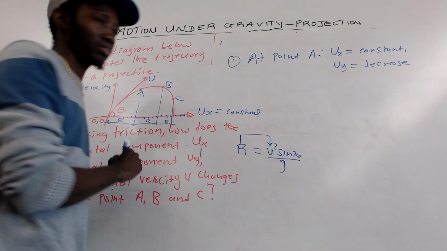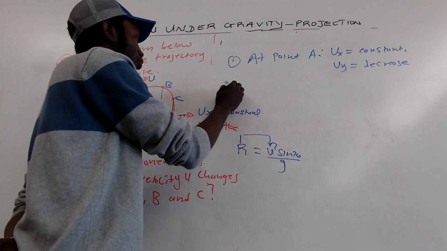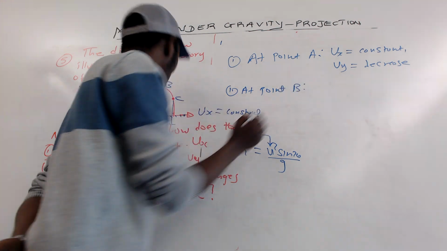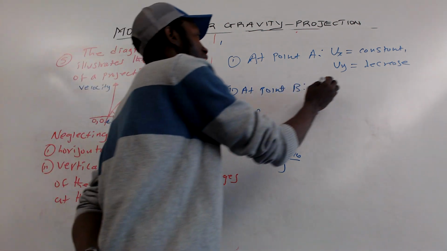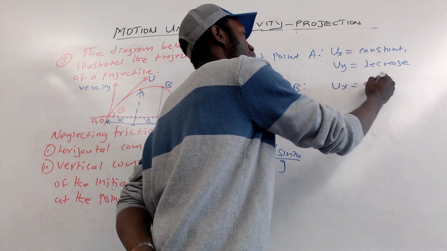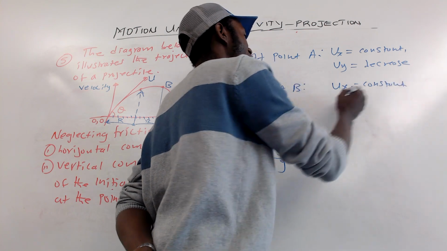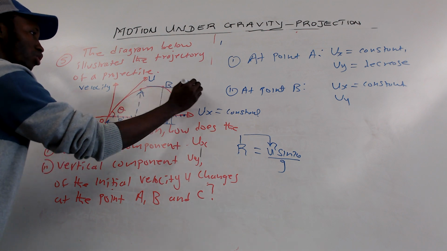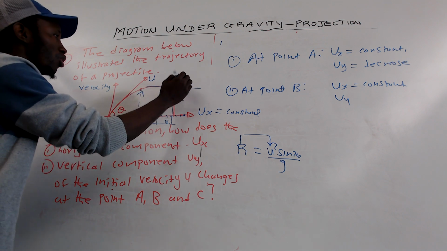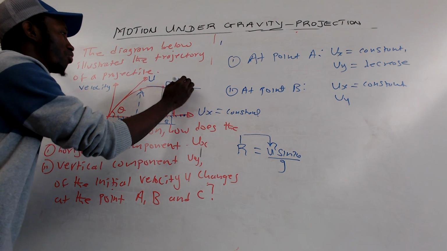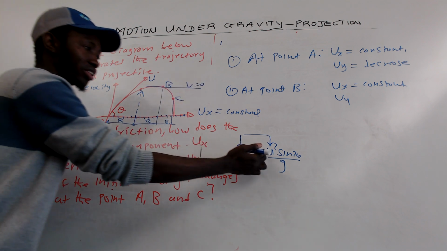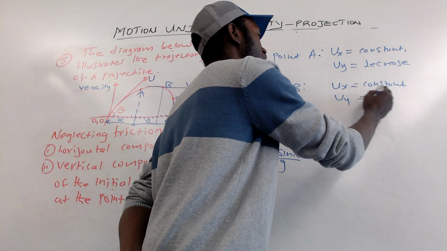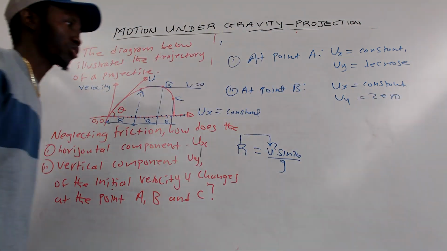This is the second point, so we take point B. At point B, as I was saying, Ux is always constant. So Ux here is constant. And Uy, at this maximum point, you have to take note, the velocity is 0. If the velocity is 0, therefore the range will be 0. So Uy is going to be 0. We have to take note of that.